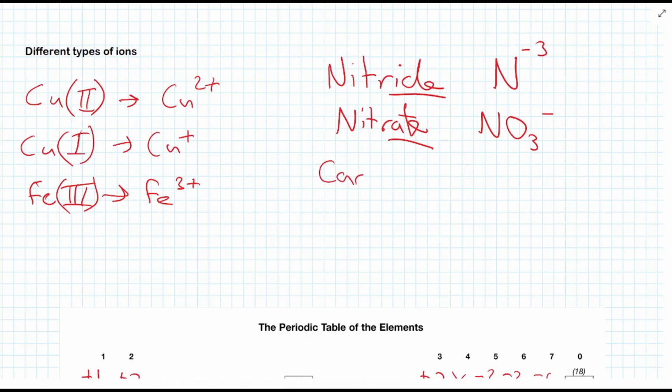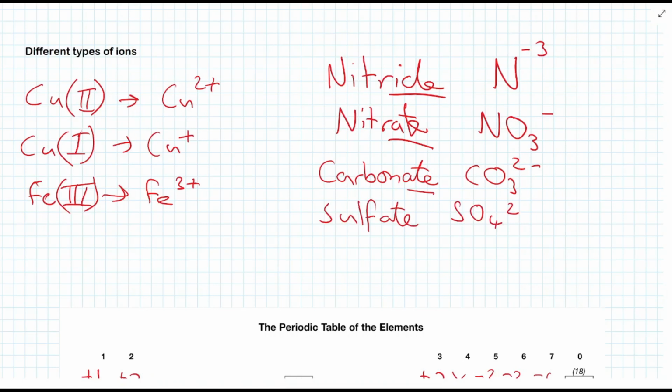You will also come across carbonate, CO3 2-. You will also have come across sulfate, which is SO4 2-. Now there are 2 other unusual ions that we want to be clear on.